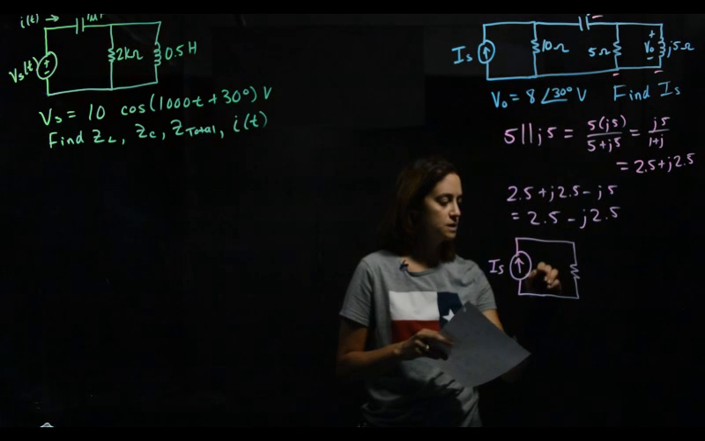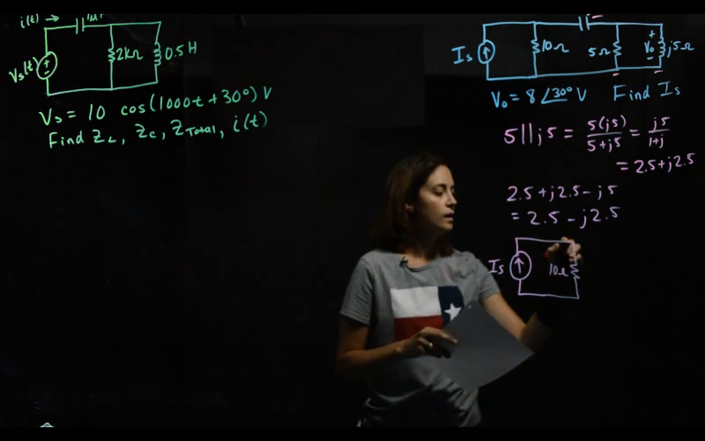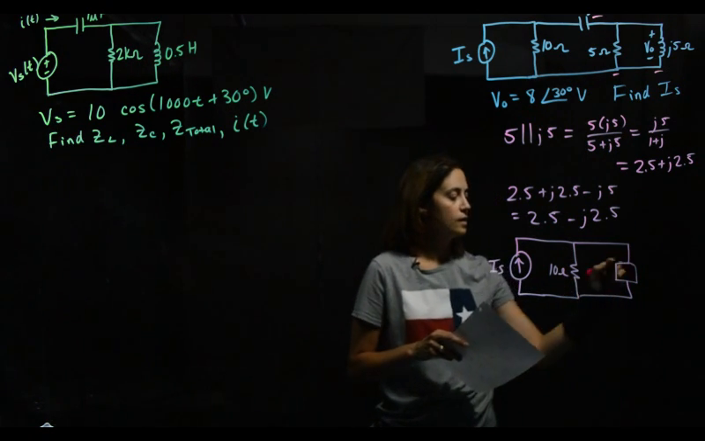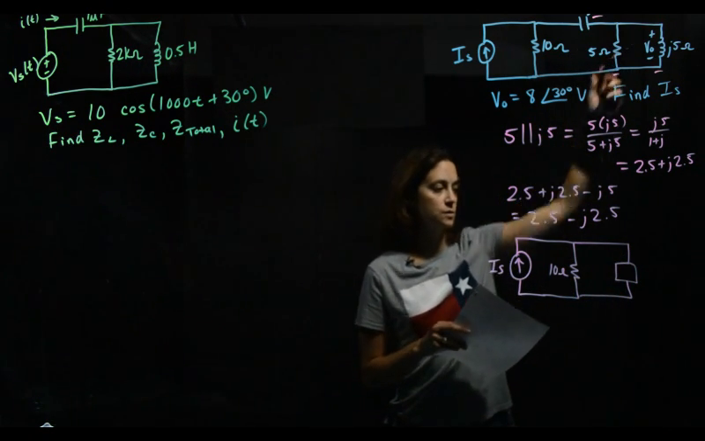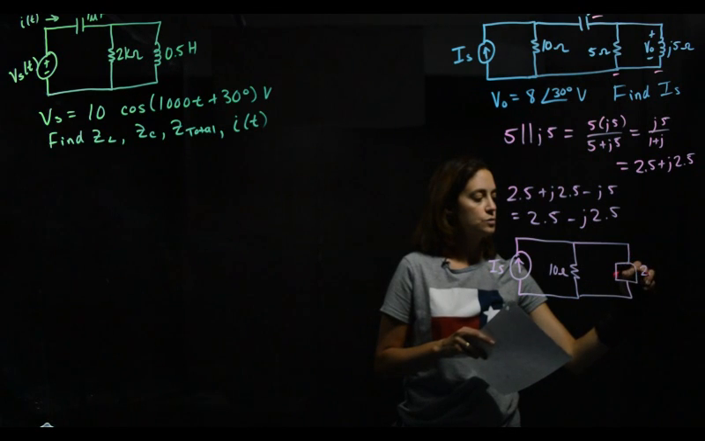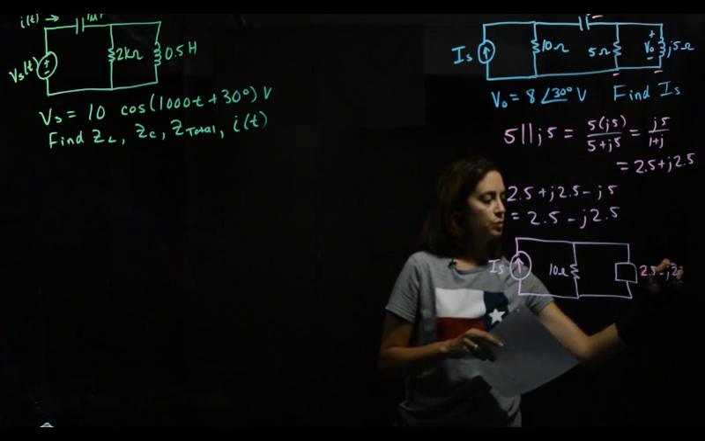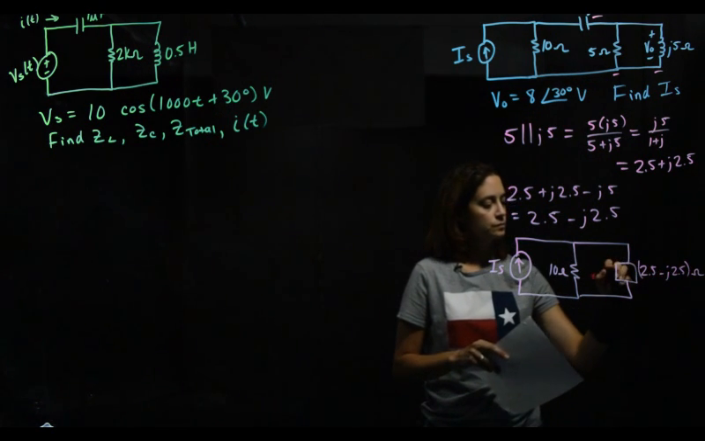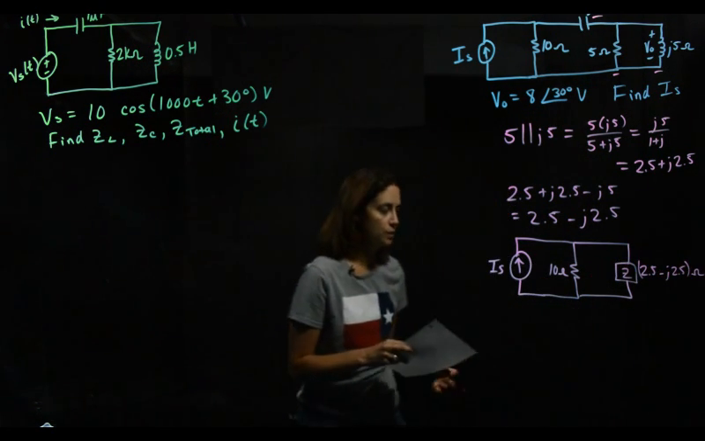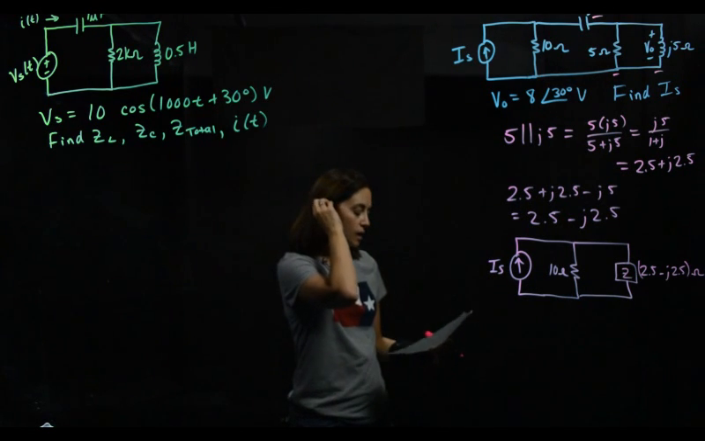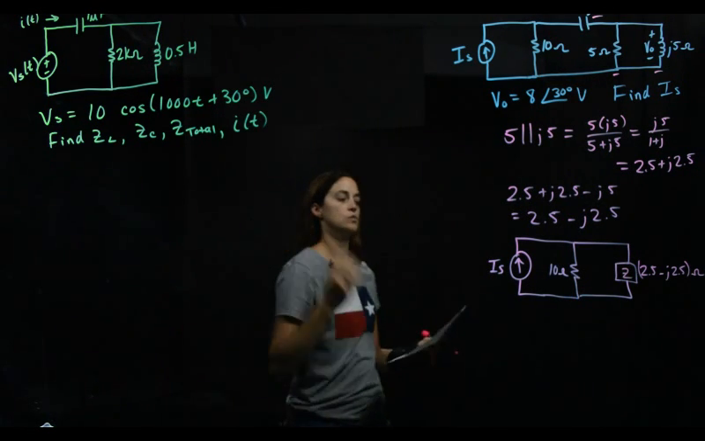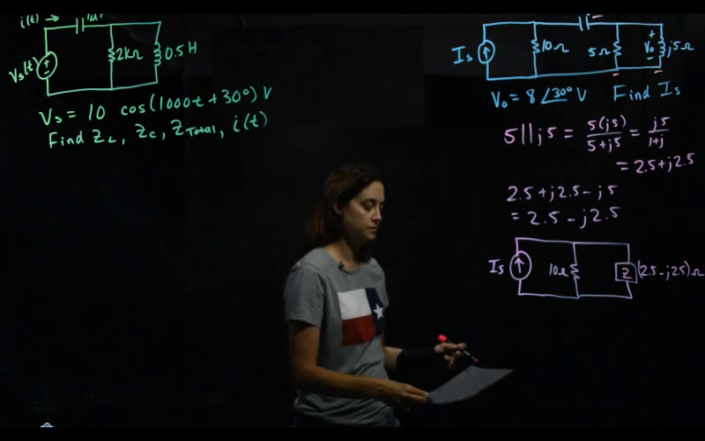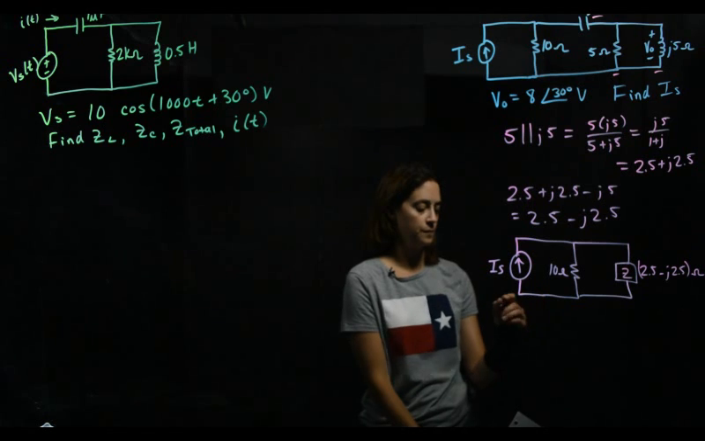So we have this 10 ohms here, and we have an impedance here that is a combination of these three, or 2.5 minus J2.5. And of course, that's still ohms. So we'll just call it Z. We don't care what it is. All right, so we can do current division to find out the current through there.